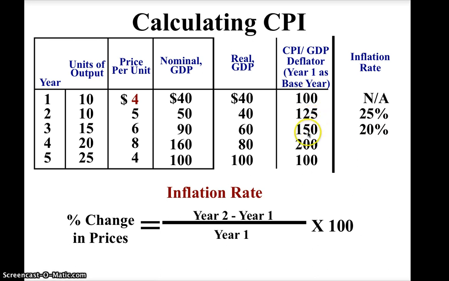Now if you were comparing it to the base year, it would be 50%, which some of you guys might have put down, but if you're comparing year 3 to year 2, then you do 150 minus 125 over 125 and you get 20%. So then moving forward, 200 minus 150, which is going to be 50, over 150, so that should be 33%. And then in the last year, you go back down, and here the inflation rate is going to be obviously negative 50% because prices were cut in half, it looks like.